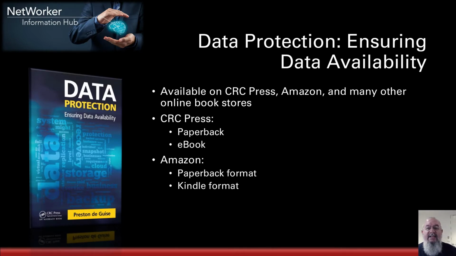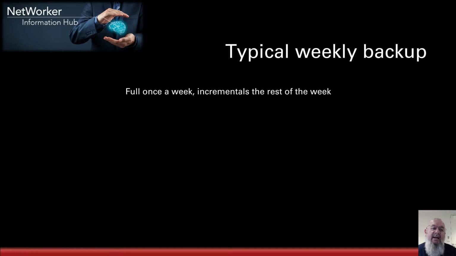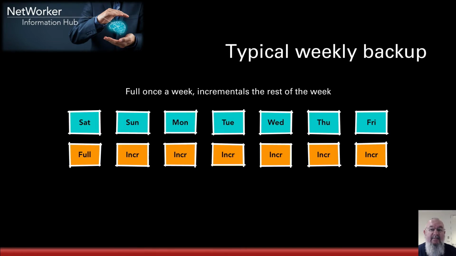Now, that being said, let's get on to dependency tracking. To explain this, we'll use an example of a typical weekly backup. A typical weekly backup is one where we do a full backup once a week and incrementals for the rest of the week. So it might be something like this, where on the Saturday evening we do a full backup and the rest of the time we're doing incremental backups.